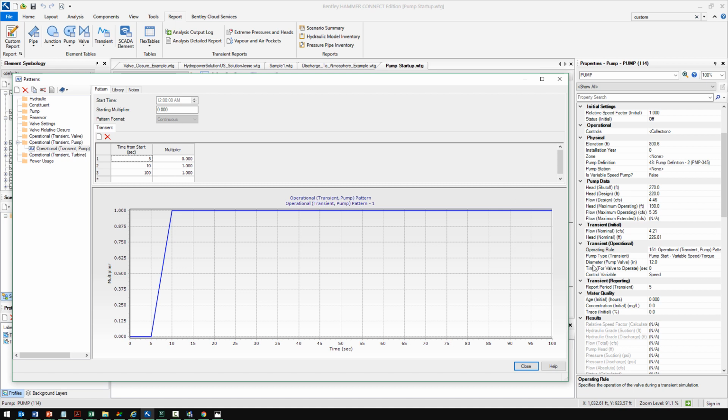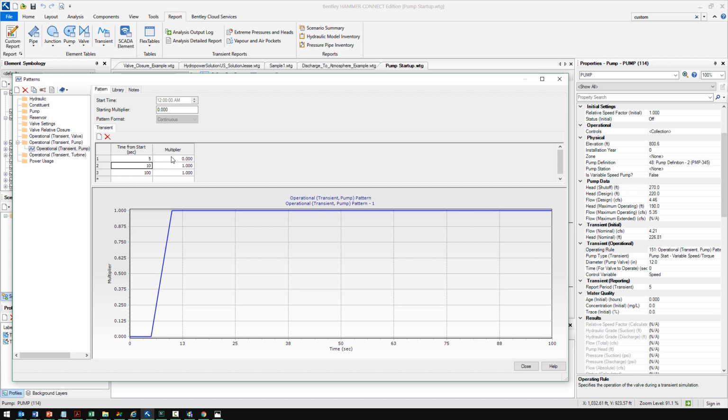So you'll notice here the control variable is set to speed. The pattern here is multiplying against the full speed in the pump definition. So when we say a 1.0 multiplier on the pattern, that means 1.0 times the full speed that you enter in the pump definition. So basically at 10 seconds, the pump impeller speed is up to full speed. So it takes 5 seconds for it to do that.